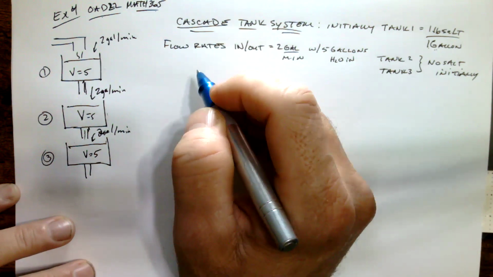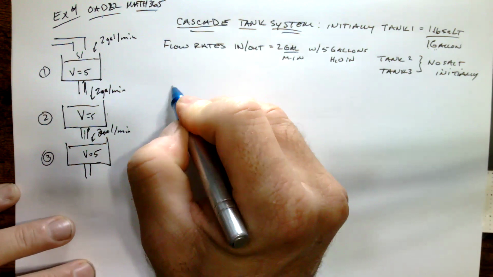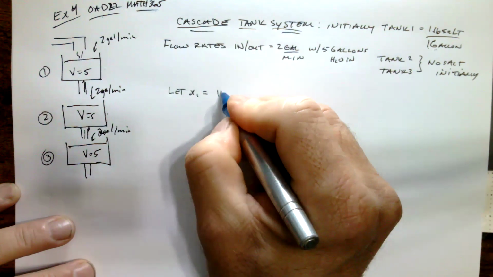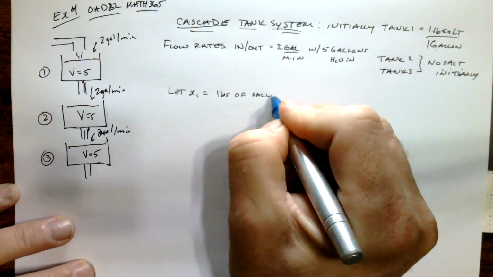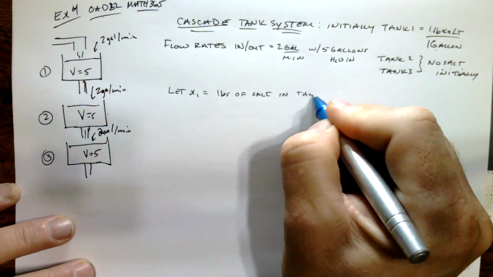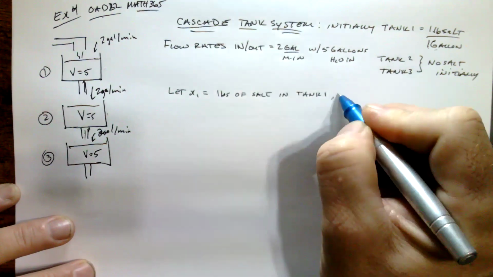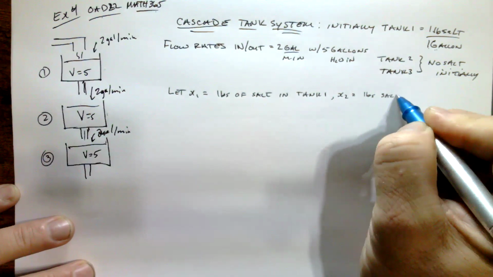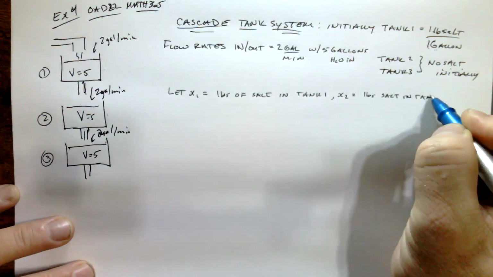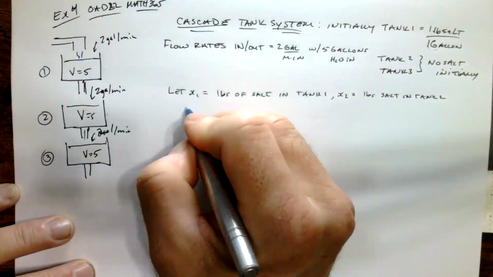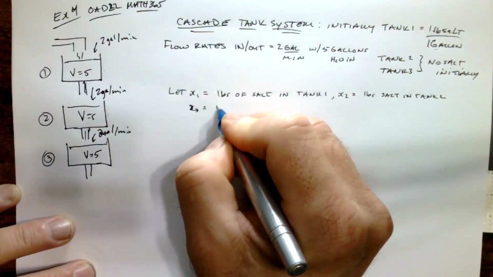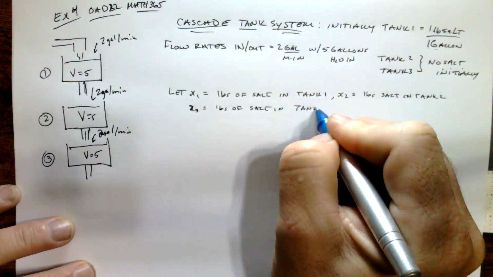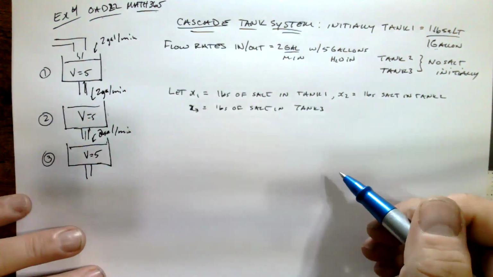Let's dive in then. Let x1 equal the pounds of salt in tank 1, and then x2 will equal the pounds of salt in tank 2, and no surprise here, x3 should be the pounds of salt in tank 3. Those are going to be the variables that we're looking for.